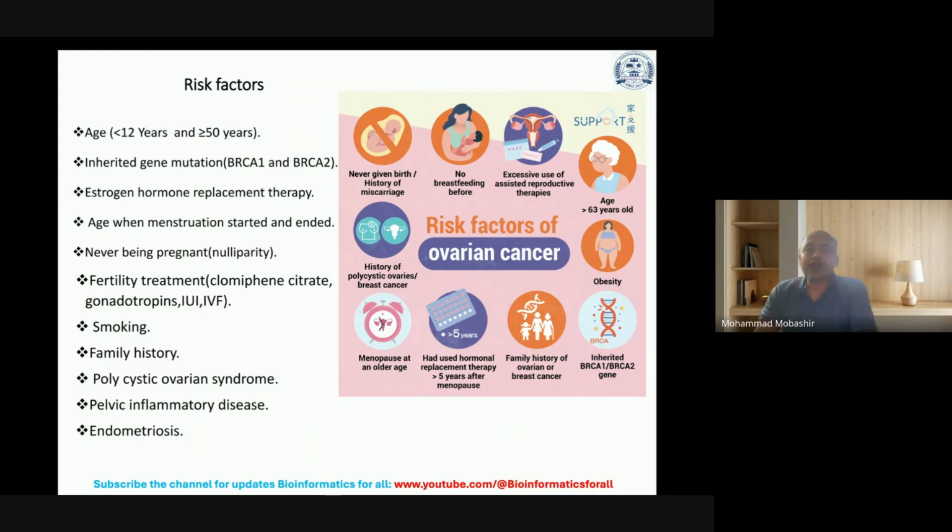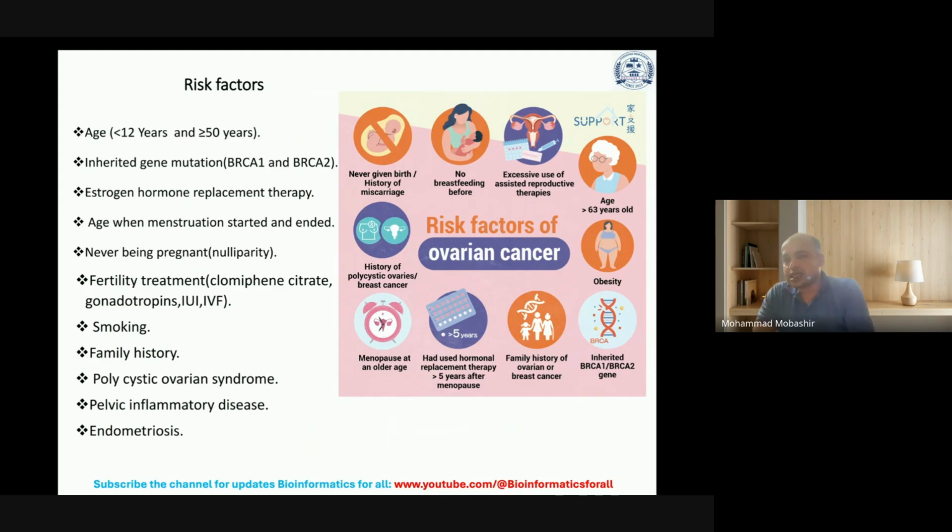Age: less than 12 years and higher than or equal to 50 years. Inherited gene mutations are BRCA1 and 2. Estrogen hormone replacement therapy, age when menstruation started and ended, never being pregnant, so nulliparity, and then fertility treatment, then smoking, family history, polycystic ovarian syndrome, pelvic inflammatory disease, endometriosis.